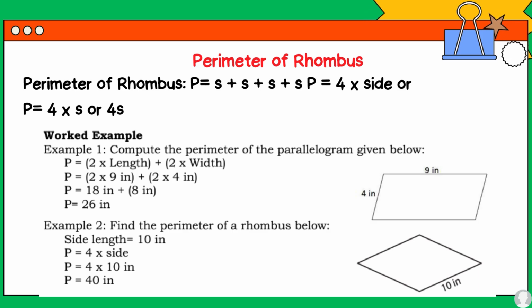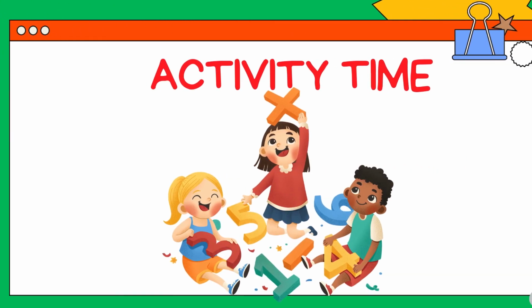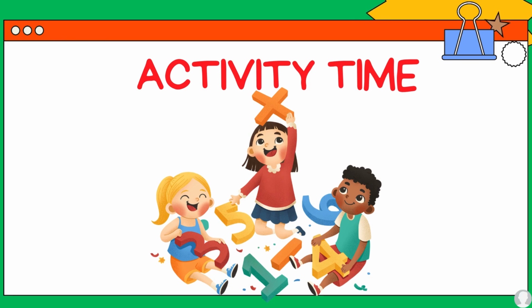How about the perimeter of the rhombus with all sides 10 inches? So perimeter is equal to 4 times the side, 4 times 10 inches, so the total is 40 inches. Now let's have an activity time. Are you ready? Please follow the instructions and directions of the teacher.